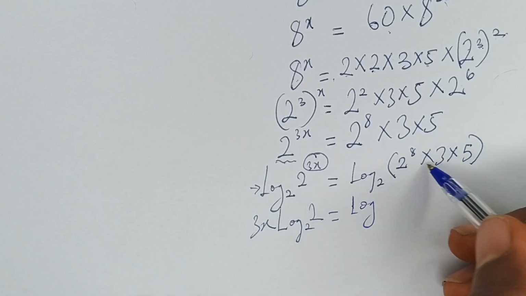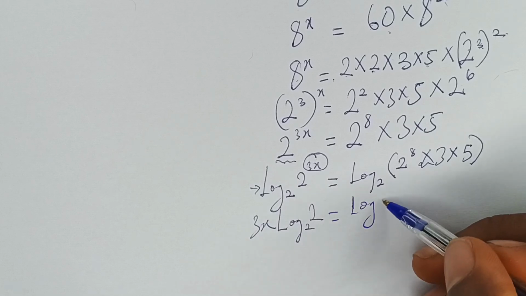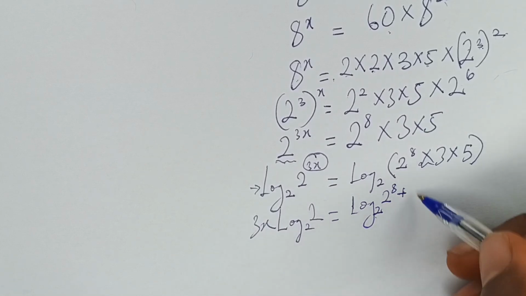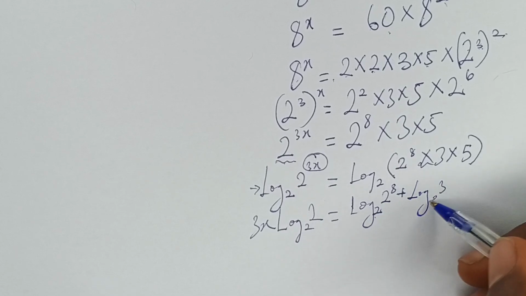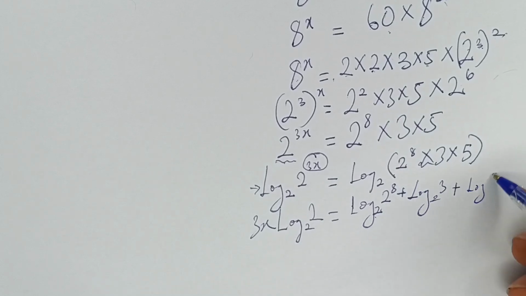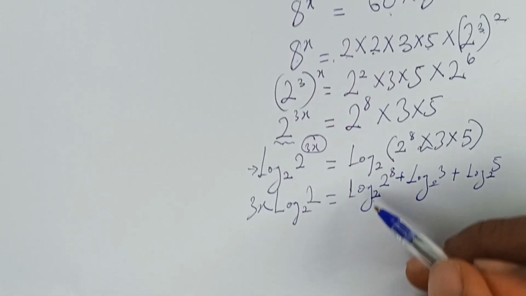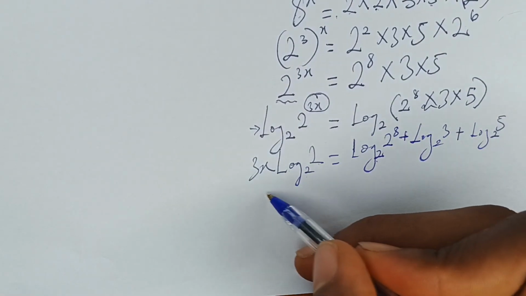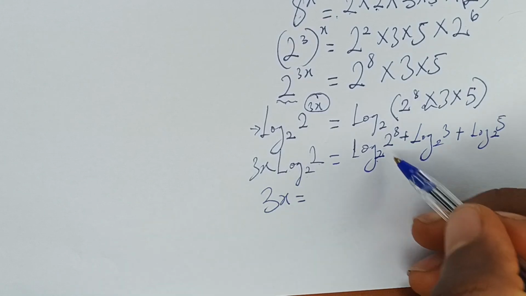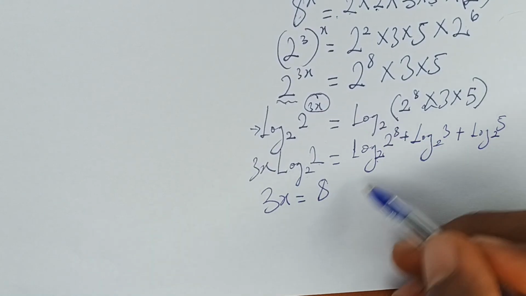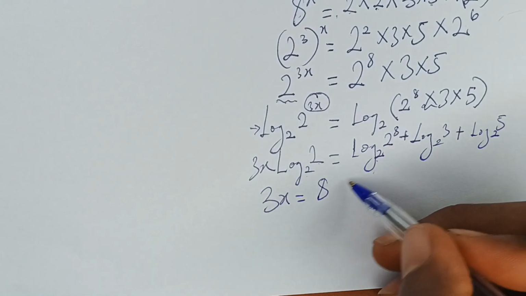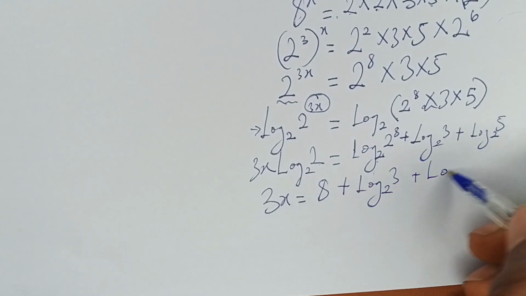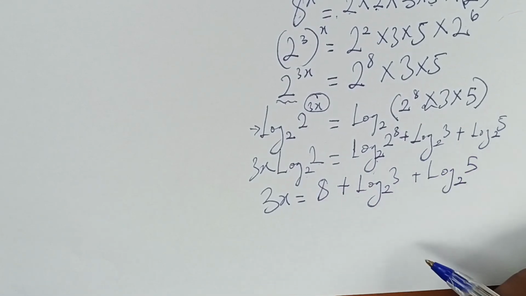Now, when you have this, you simply replace the multiplication with plus. So we have logarithm of 2 raised to the power 8 to base 2 plus logarithm of 3 to base 2 plus logarithm of 5 to base 2. Moving on from here, we now have that the logarithm of a number to its own base is 1. So we have 3x to be equal to 8 to multiply this log. So we have logarithm of 2 to base 2 is 1 plus logarithm of 3 to base 2 plus logarithm of 5 to base 2.